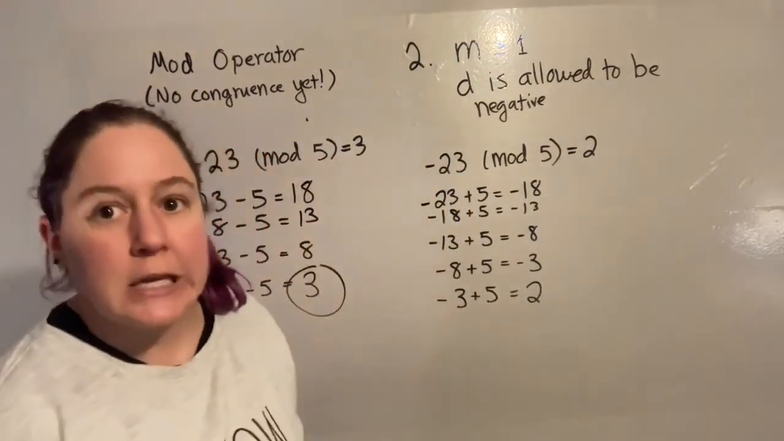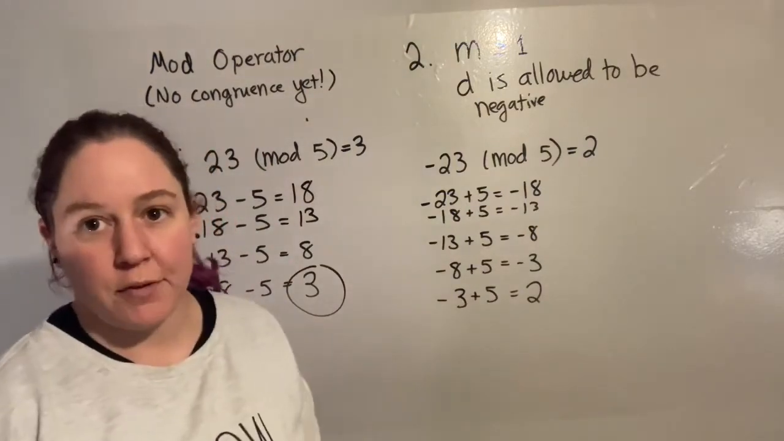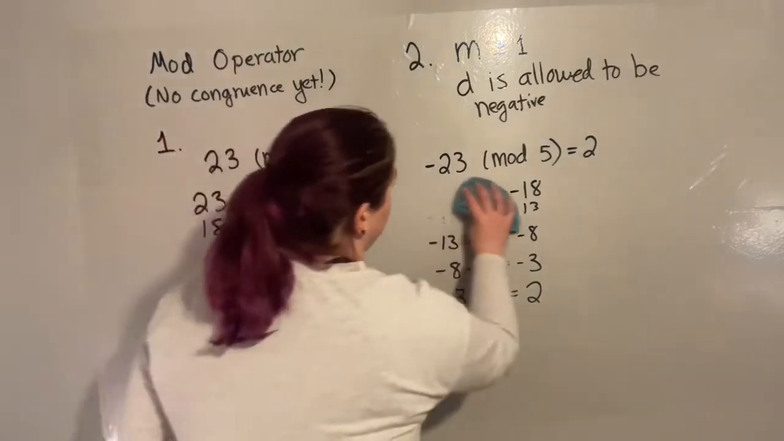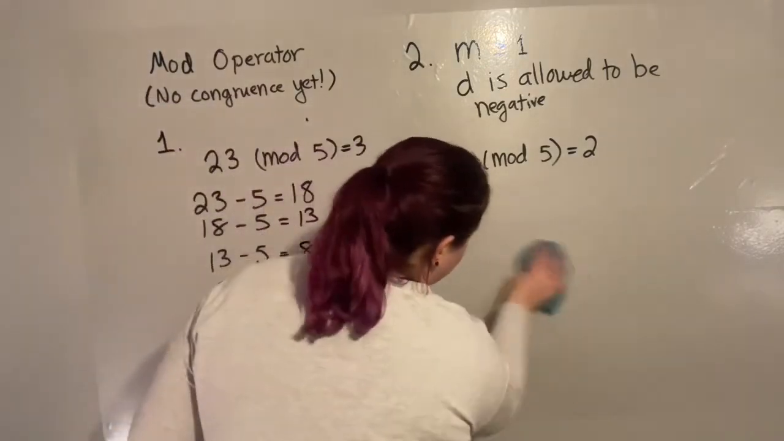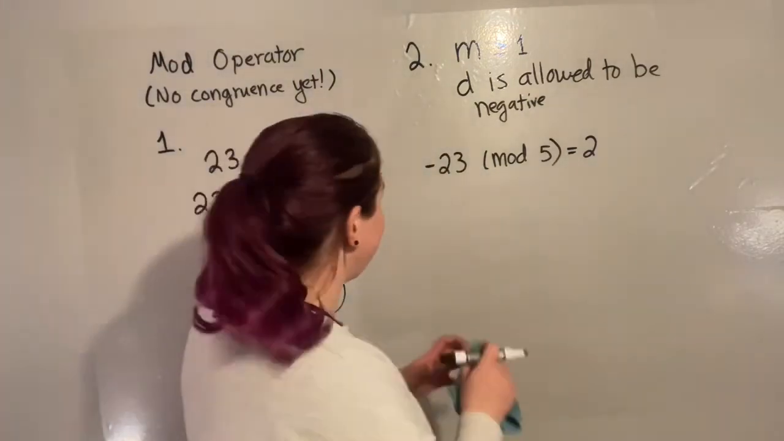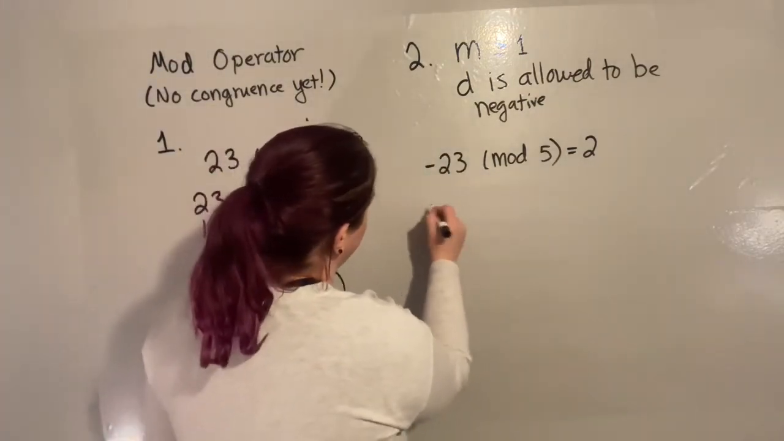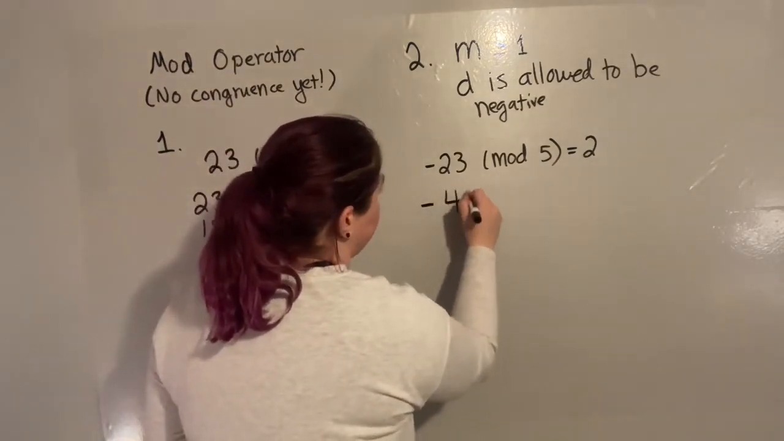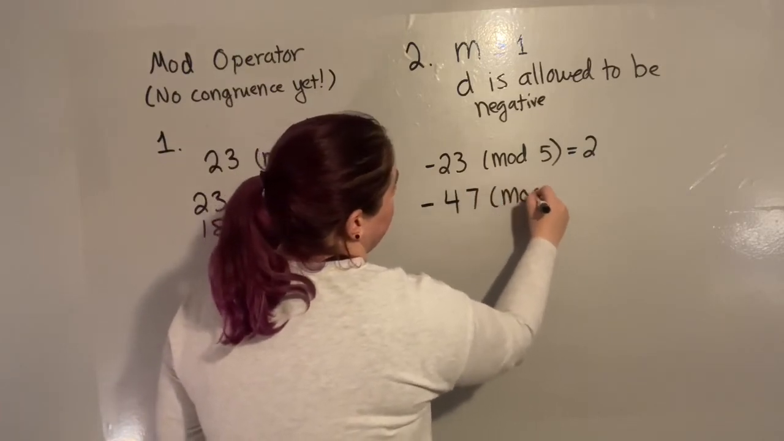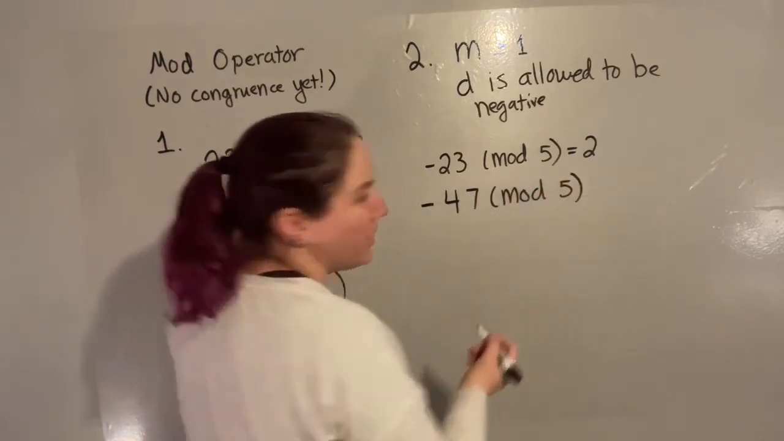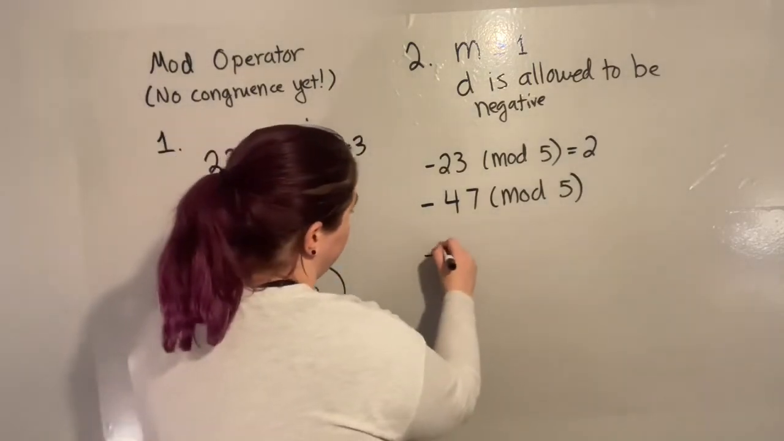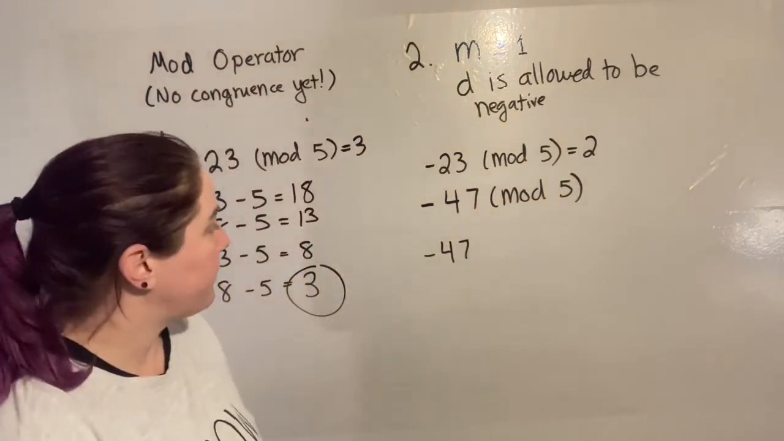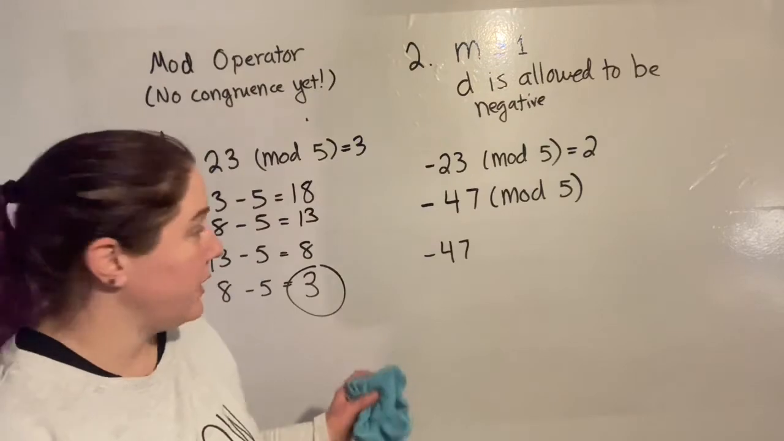And of course, repeatedly adding 5 would get really old, especially if you have a bigger number. But you want to think of it that way, at least for now. You don't have to write out a bunch of additions just to figure that out. So say we had something like negative 47 mod 5. You might look at this and say, okay, I could just keep adding 5, and that would get really old really fast. You might think of some shortcuts already, which is great. It means you're getting it.